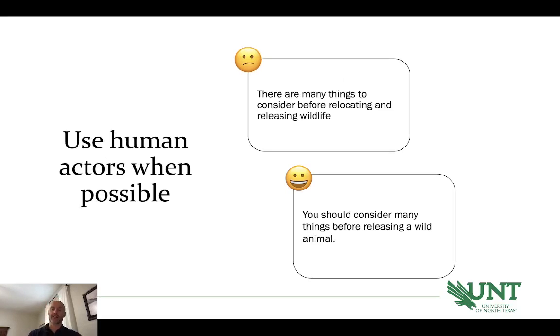And then using human actors when possible. Instead of saying there are many things to consider before relocating and releasing wildlife, we want to address the person we're talking to. You should consider many things before releasing a wild animal. These sentences that start with there are or it is, sometimes we call those expletive constructions, and almost always they result in writing that's not very concise.